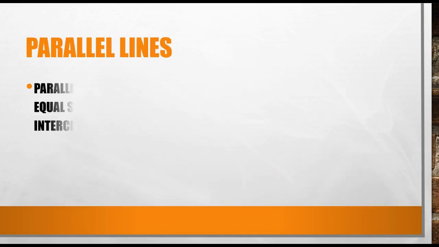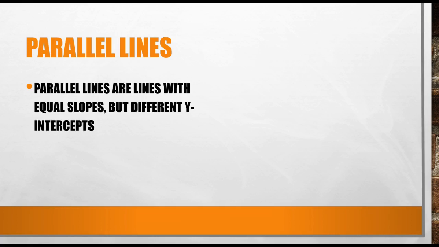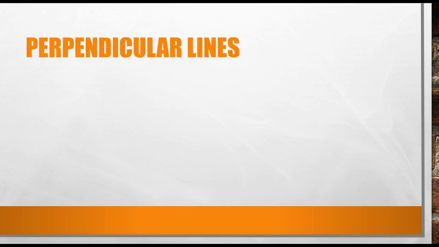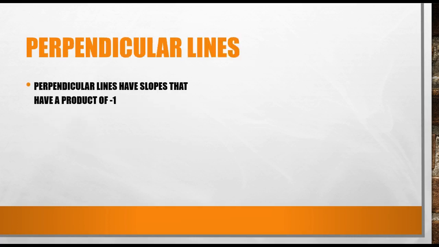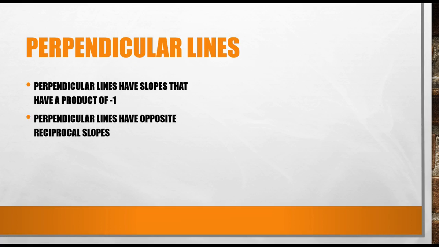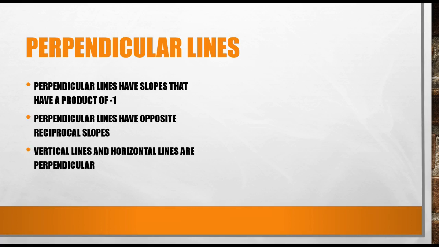So to review, parallel lines are lines with equal slopes but different y-intercepts. And we also need to remember that all vertical lines are parallel. Perpendicular lines have slopes which have a product of -1, or if we take that a step back, they are lines with opposite reciprocal slopes. And keep in mind that vertical lines and horizontal lines are perpendicular.